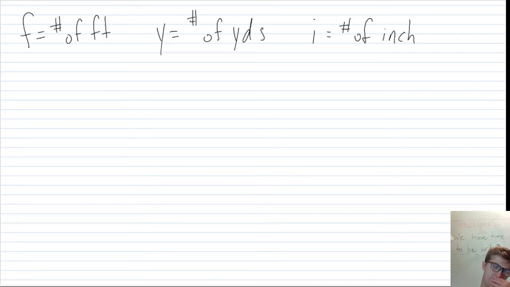So if we have a certain number of feet, how do we get our number of inches? Well, how many inches are in a foot? There's 12. So if we have 1 foot, we need to multiply by 12, and that gives us our number of inches. Now, same with yards. If we have some yards, how do we convert that into inches? Well, it's not easy just off the bat, but we need to convert it into feet first.